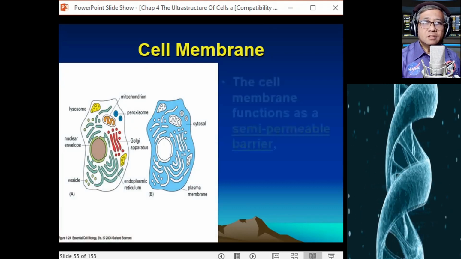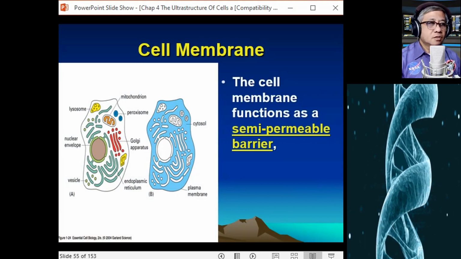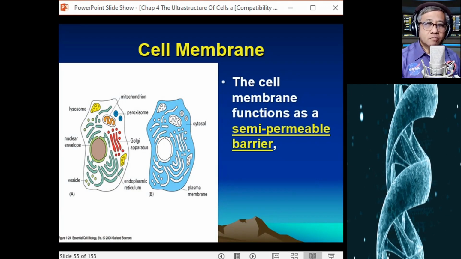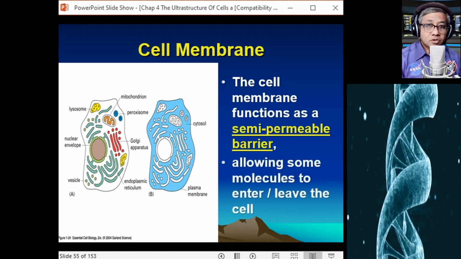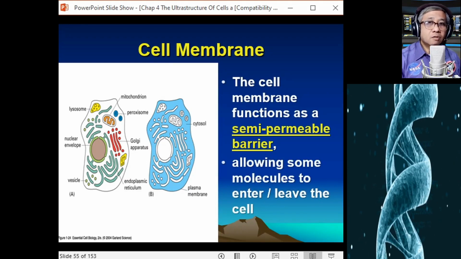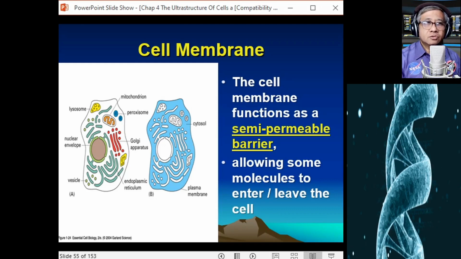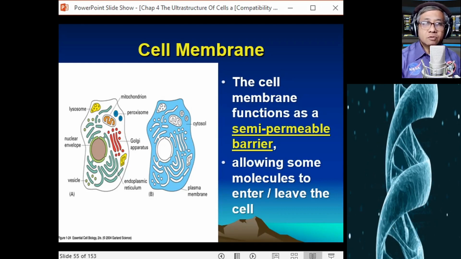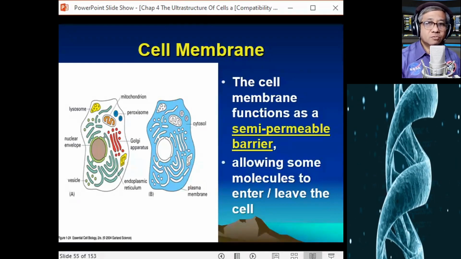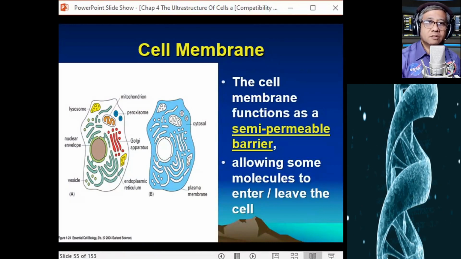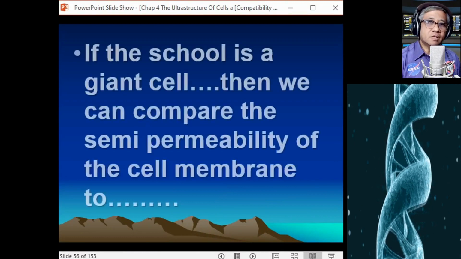Also, the cell membrane functions as a semi-permeable barrier. So what do you mean by a semi-permeable barrier? When you say semi-permeable barrier, there is regulation. The cell membrane only allows certain molecules to enter and leave the cell. So there is regulation of the entrance and exit of substances. The cell membrane regulates what goes in and what goes out of the cell. That's what we meant by a semi-permeable barrier.